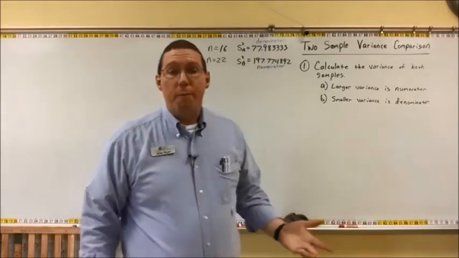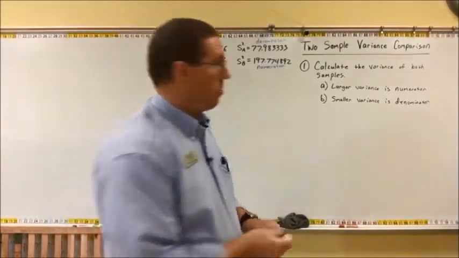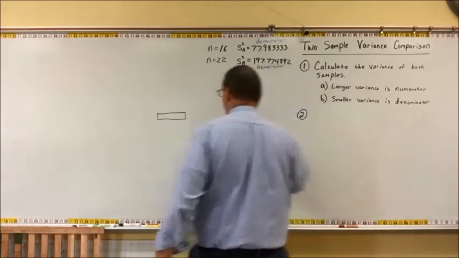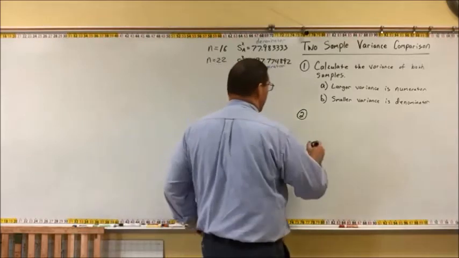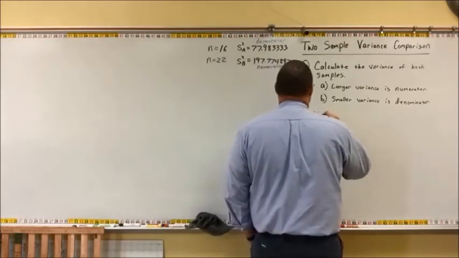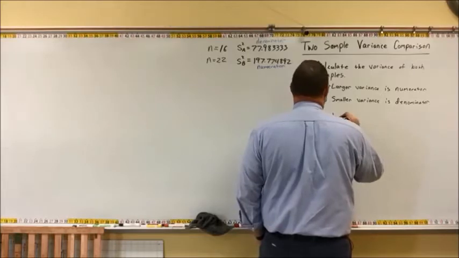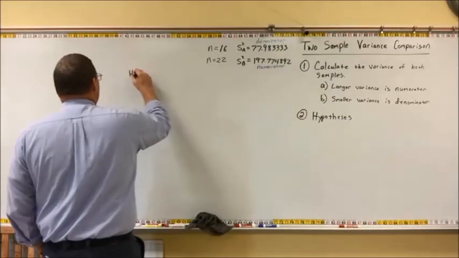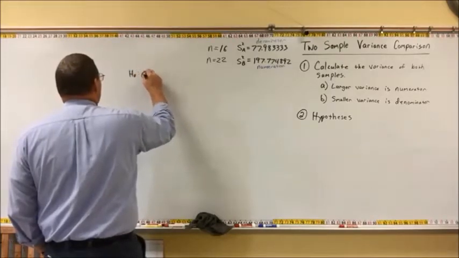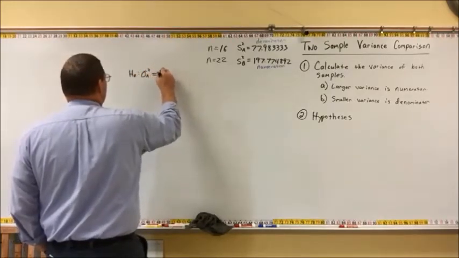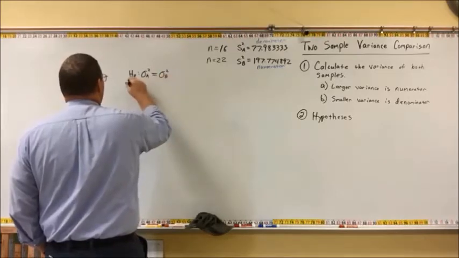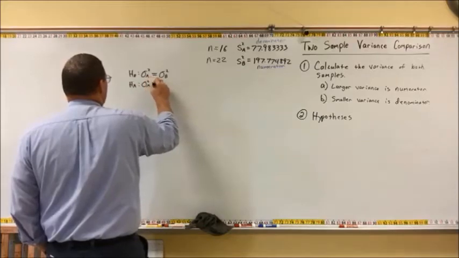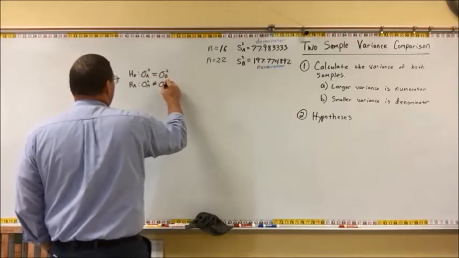Now, we have all the information that we need to start our hypothesis test. So after you've done that, step 2 is going to be to identify the null and alternative hypothesis. Let's just write here hypotheses. All right, so we're going to say H sub 0 is going to be the variance of A is equal to the variance of B. And the alternative hypothesis is that the variance of A is not equal to the variance of B.